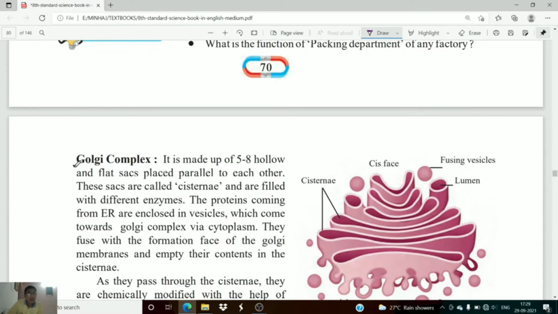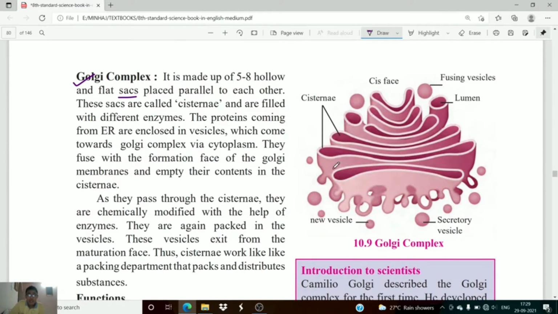Now let us see another important cell organelle, and that is the Golgi complex. It is made of 5 to 8 hollow and flat sacs placed parallel to each other. So it is made up of 5 to 8 hollow flat structures which are called sacs. You will see sac 1, sac 2, sac 3, sac 4, sac 5 and sac 6. All these sacs are placed parallel to each other. These sacs are called cisternae.